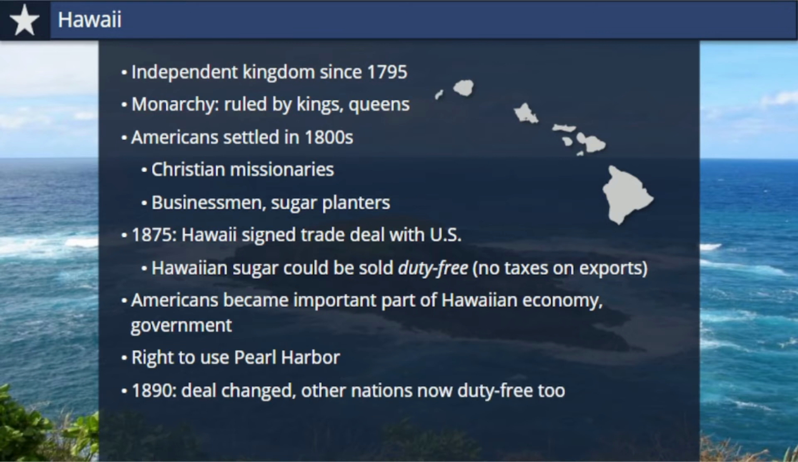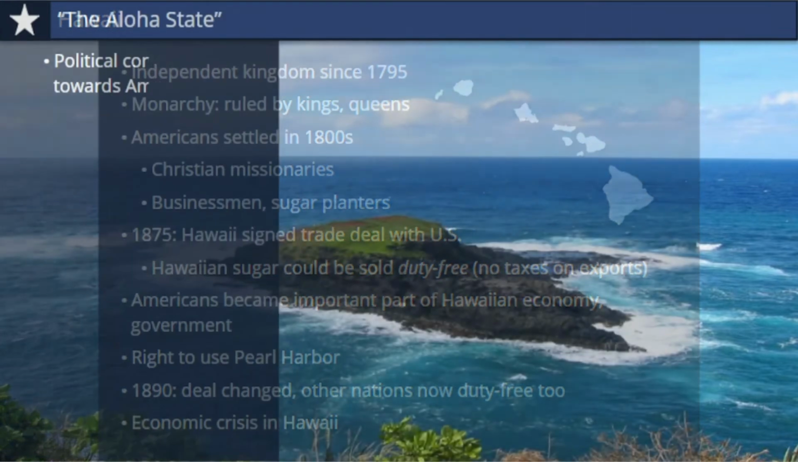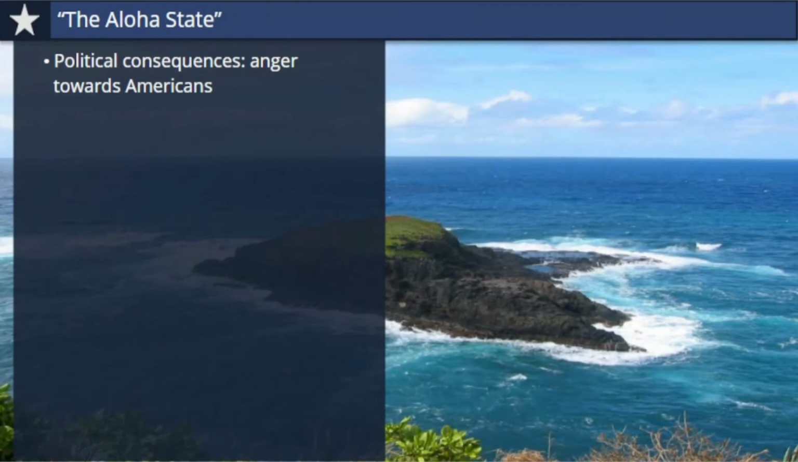But in 1890, the American government changed the deal. All nations that exported sugar to the U.S. were given the same duty-free deal that Hawaii had enjoyed. This made Hawaiian sugar less valuable and sparked an economic crisis on the islands. The crisis in Hawaii had political consequences.